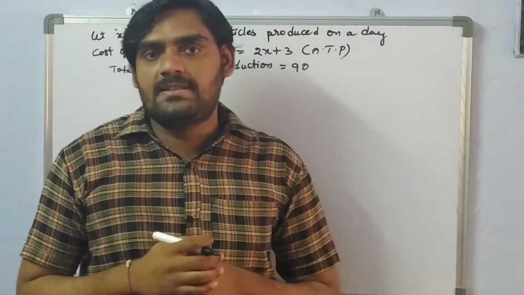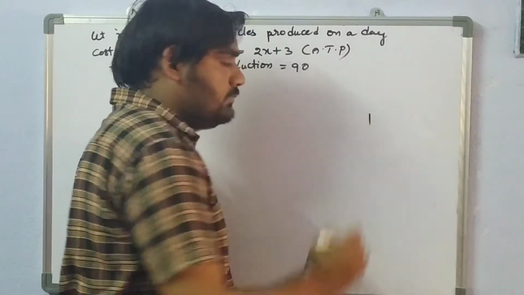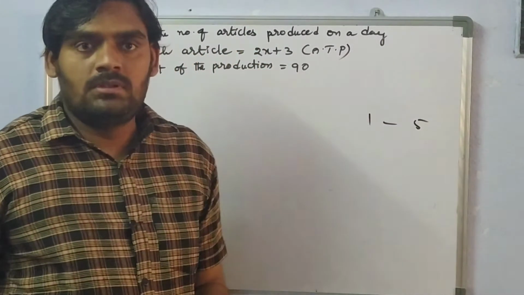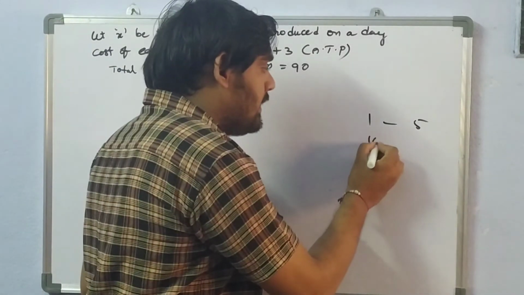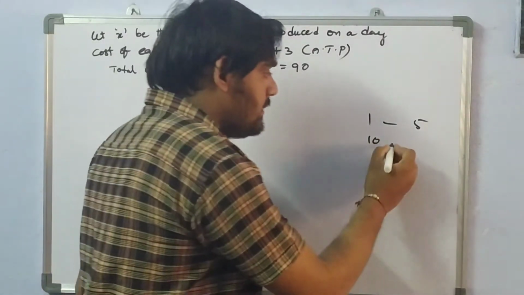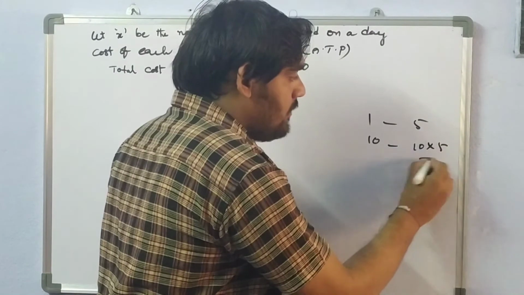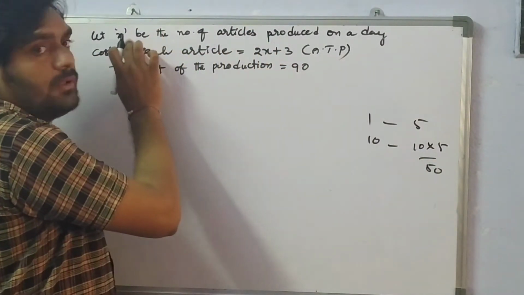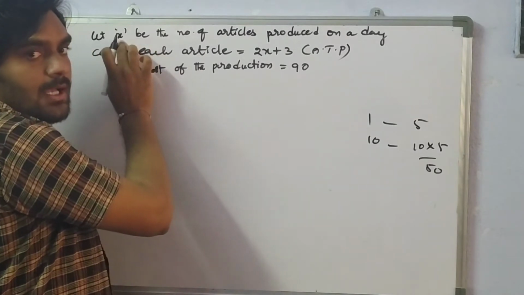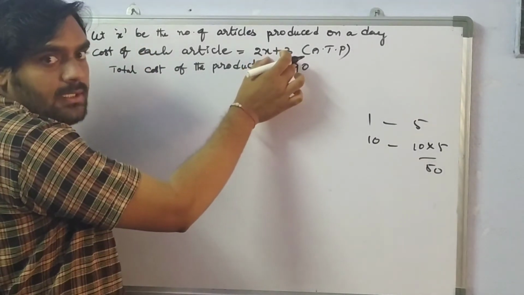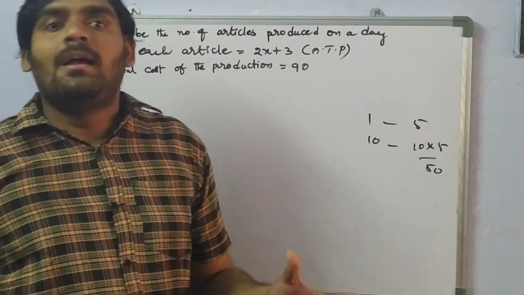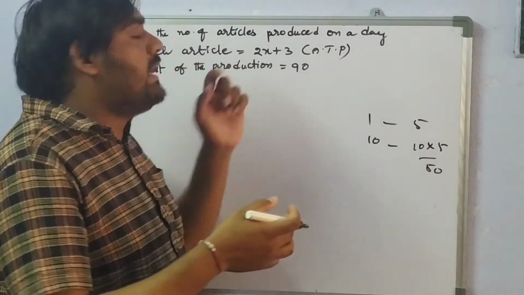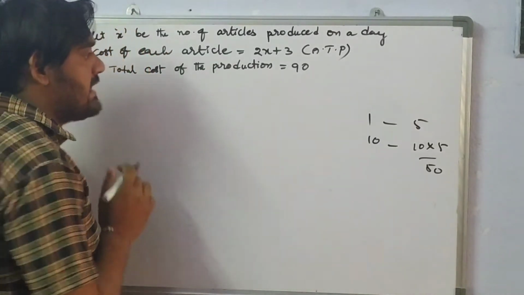Here I will give you a general example. The cost of 1 pen is 5 rupees. Then what is the cost of 10 pens? You will get 10 into 5 is equal to 50 rupees. Like that only here. The total number of articles is x. The cost of each article is 2x plus 3. Therefore, the total cost of the x articles will be x into 2x plus 3.